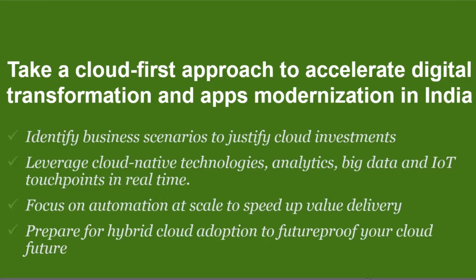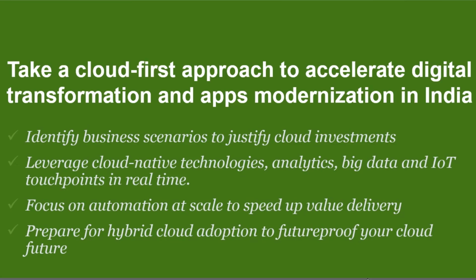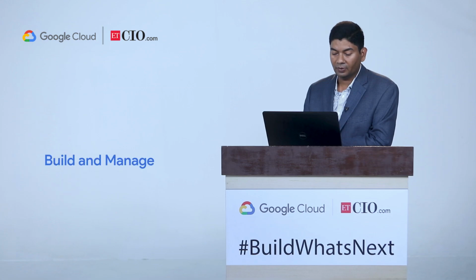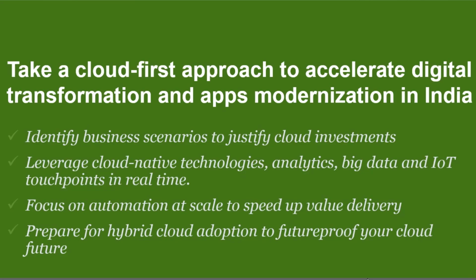First of all, we would advise you to take a cloud first approach to accelerate your digital transformation and app modernization. You have to figure out what the business scenarios are which justify cloud investments. You'll have to leverage some of the cloud native technologies which drive differentiation for your business. For example, most of the public cloud providers such as Google and Amazon and Microsoft provide fairly good analytics, big data and IoT capabilities on their platform. In addition to that, there are a lot of new and innovative services that they keep building, and firms are increasingly looking at leveraging some of these technologies.